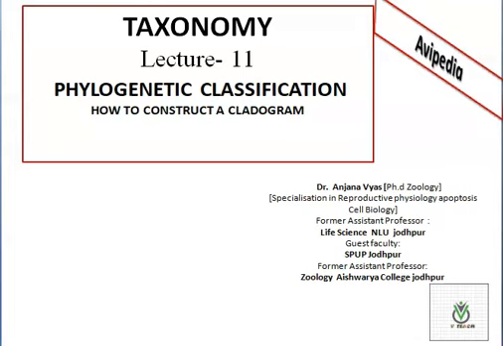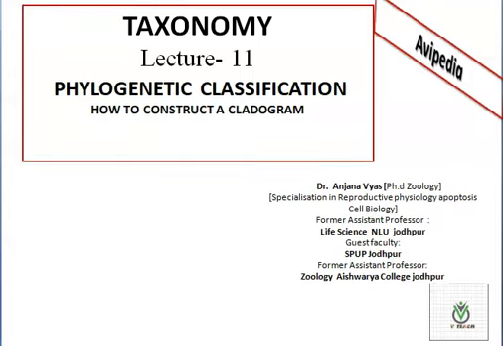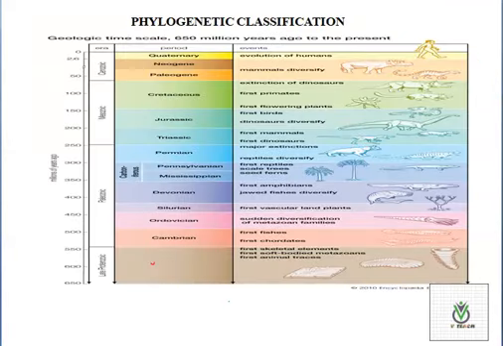In today's lecture, we are going to study about phylogenetic classification and how to construct a cladogram. Now, phylogenetic classification is the classification which is based on evolution. This type of classification was given by Carl. On the basis of phylogenetic classification, the organisms are divided into 6 kingdoms. And this classification was given by Carl Woese in 1991.